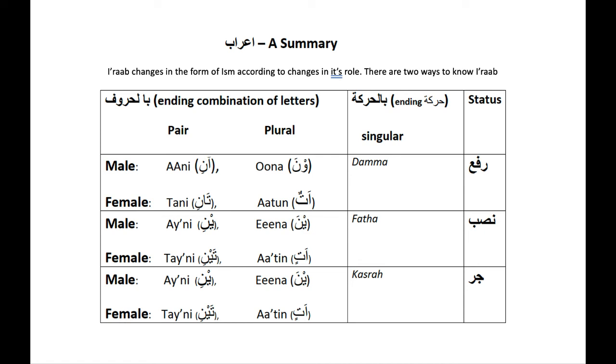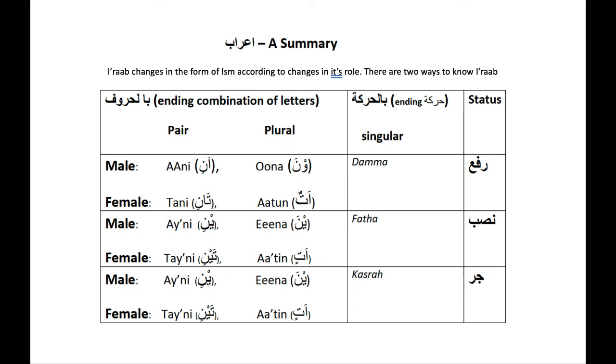Let's try to do a summary of what we have discussed so far. Please note, the change in the form of ism is due to the change of its role. There are two ways to know i'rab. On the status column, you can see rafa, nasab and jar. The second column from right is bilharakati, ending haraka. Again, singular: Dammah, Fatha, Kasrah. The final column on the left, bilhurufi, is the ending combination of letters for dual or pair and plural.